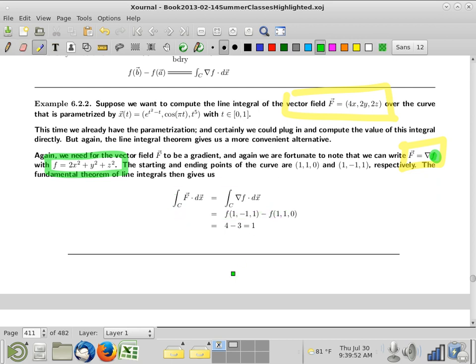So that's what we do here. Right? We take this function f that we have found, plug in the starting and ending points. So plug in t equals 0, t equals 1. That gives me starting and ending points, which happen to be these 2 points. Plug into f, subtract, and there's your answer, 1. Didn't even really have to do an integral. It's a really nice result. Does everybody see how this works?